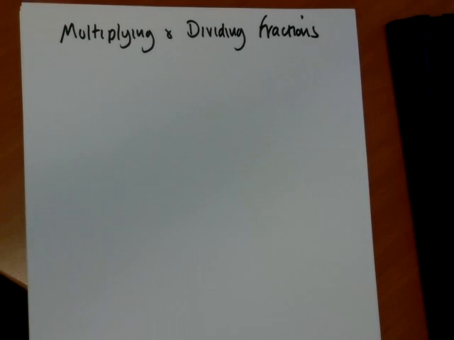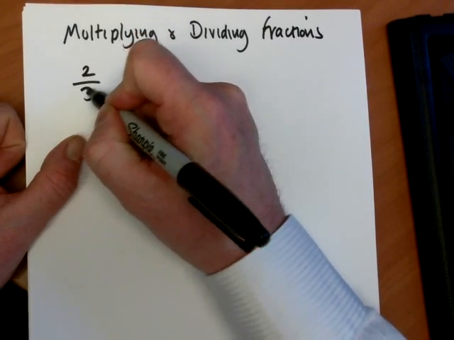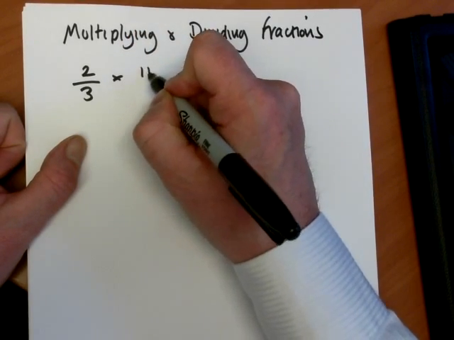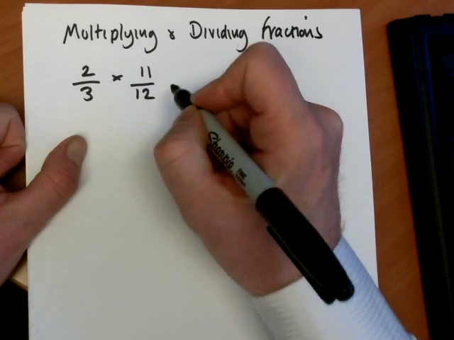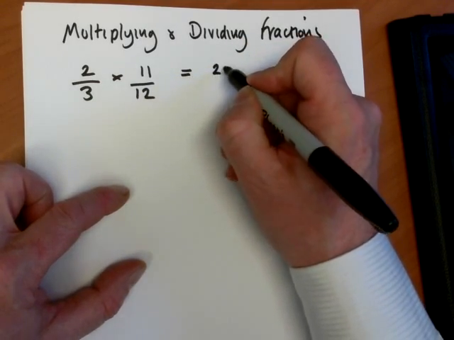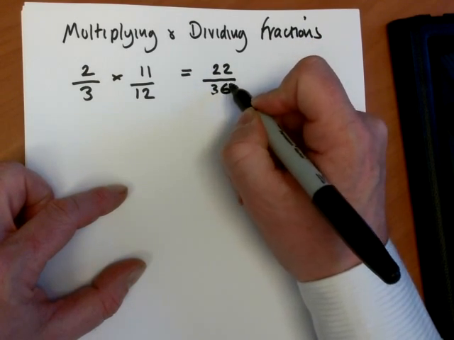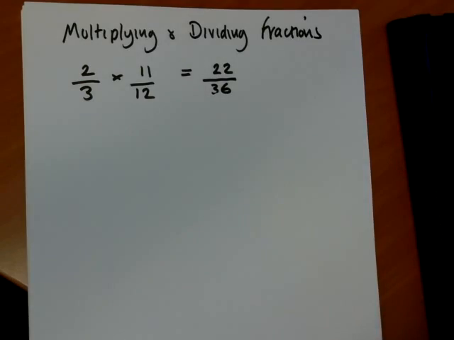Right, multiplying and dividing fractions. Multiplying and dividing fractions are actually quite a bit easier than adding and subtracting fractions. So let's suppose that I was going to do 2/3 times 11/12. All I need to do here is multiply the top, which is 22, and multiply the bottom, which is 36. And that is the correct answer.